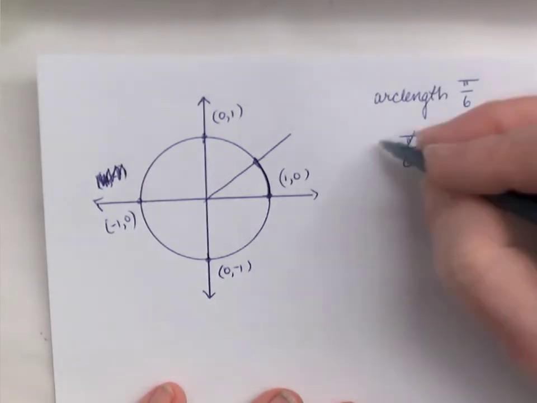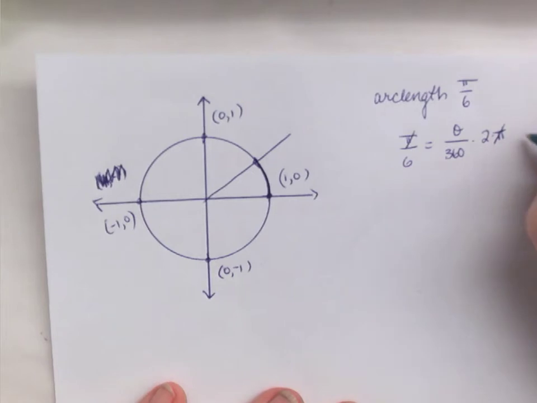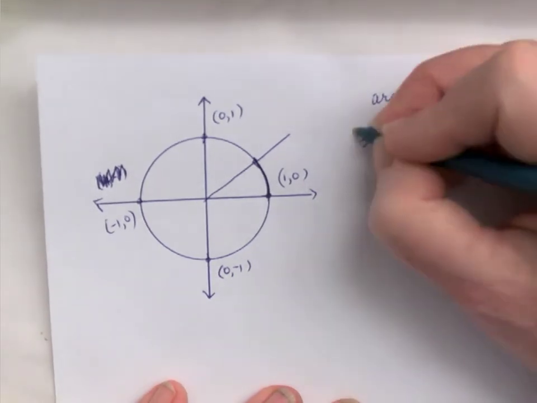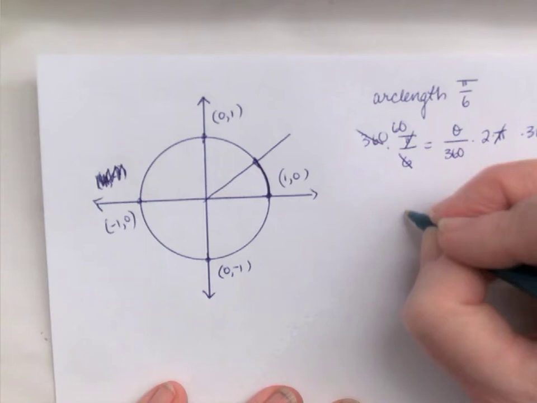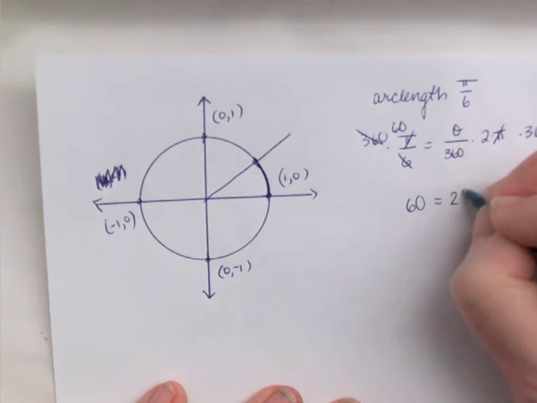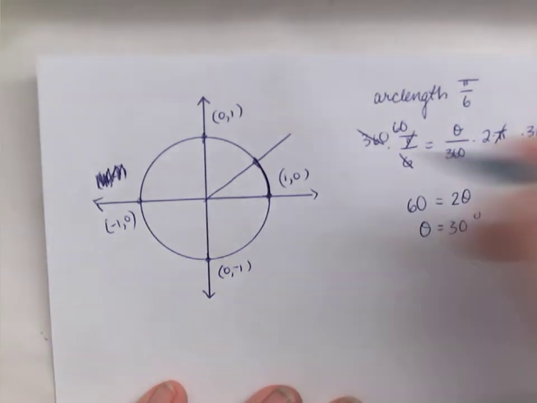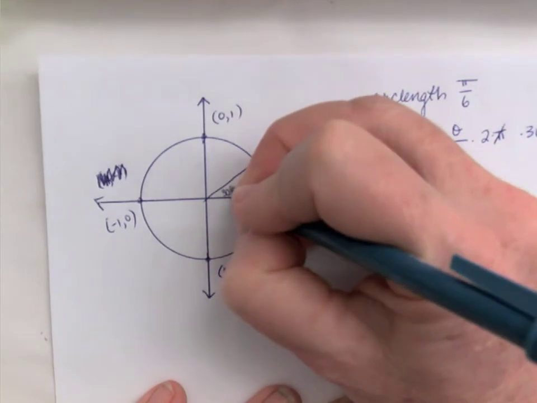I'm going to multiply both sides by 360, and 6 goes into 360 60 times, so I have 60 equals 2 times theta, so theta is going to be 30 degrees. And so this is going to be a 30-degree angle.